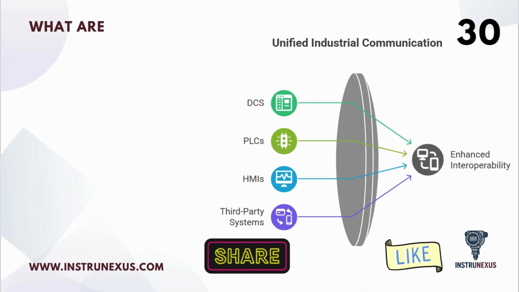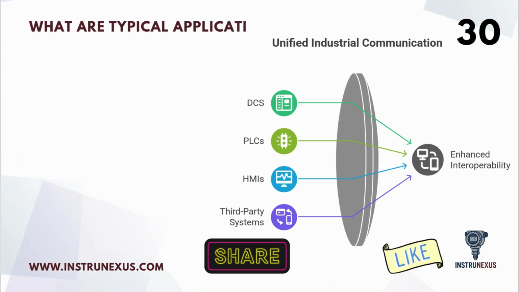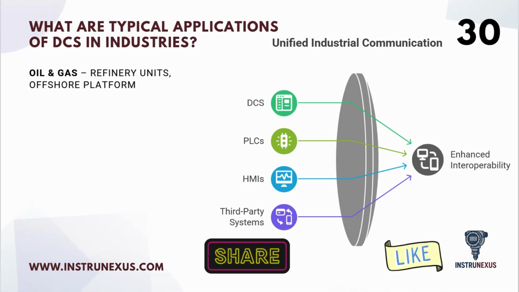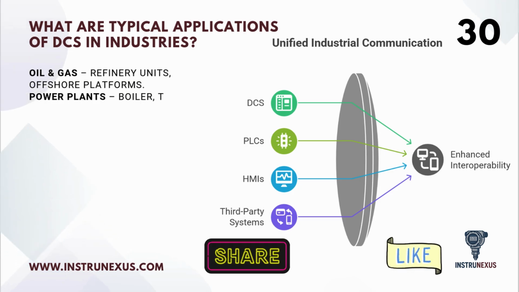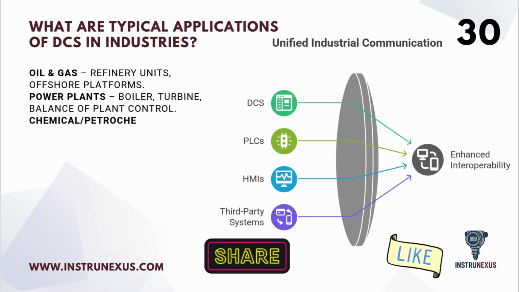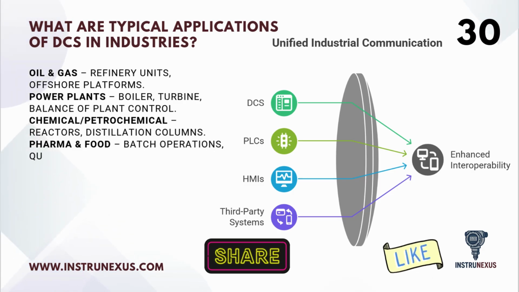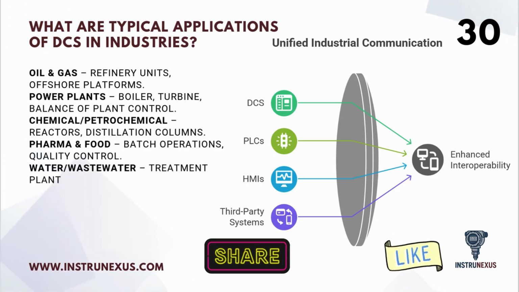What are typical applications of DCS in industries? Oil and gas, refinery units, offshore platforms. Power plants, boiler, turbine, balance of plant control. Chemicals/petrochemical, reactors, distillation columns. Pharma and food, batch operations, quality control. Water/wastewater, treatment plants.